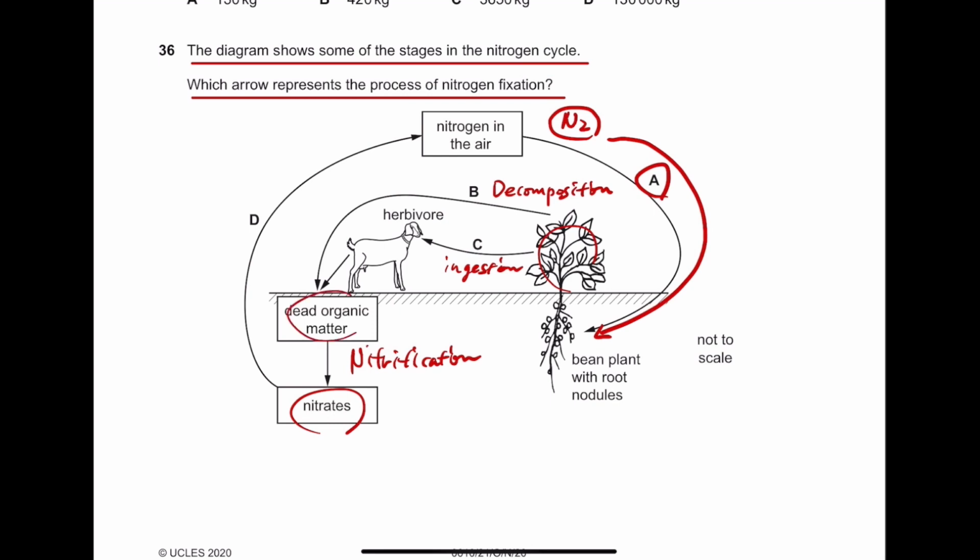So dead organic matter like ammonia or urea, if they become nitrates, then the process is called nitrification. And if the nitrates become nitrogen gas, that process is called denitrification. Okay. So anyway, this question is asking which process is nitrogen fixation. So the answer should be A.